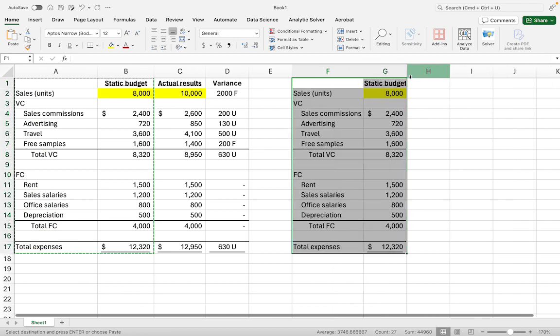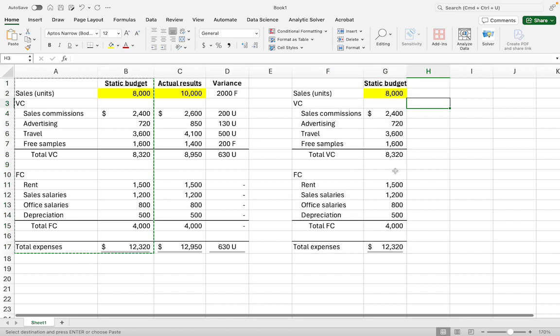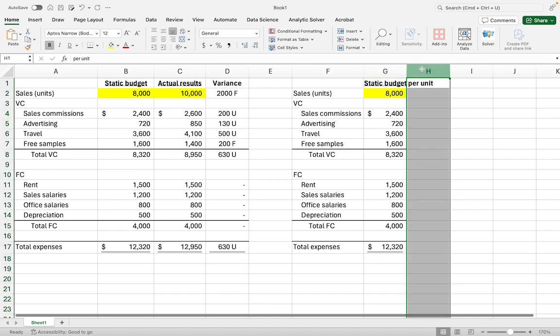Let's talk about the static budget that was originally prepared. You can see the data here on 8,000 units. What I really need to know to do this problem is the per unit cost for the variable cost items.